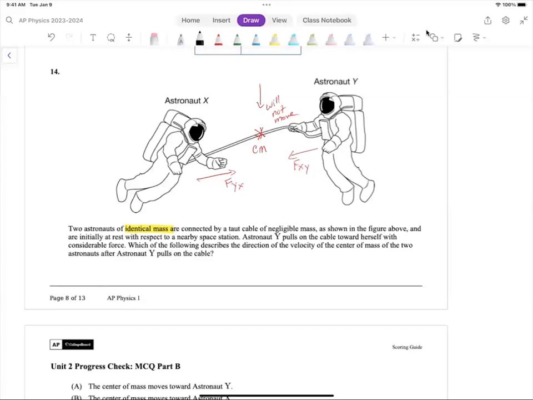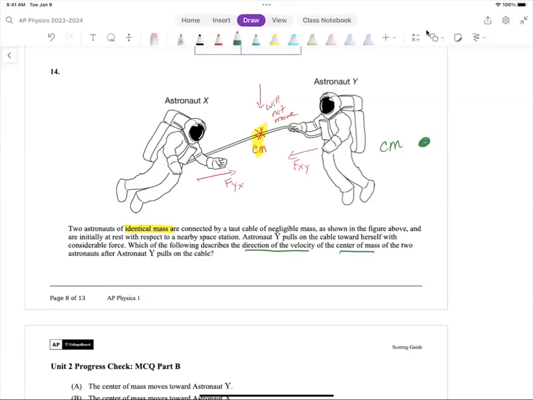Okay. Originally, I drew the center of mass approximately in the middle. That's the system of the astronaut X, astronaut Y. Okay. And if I wanted to, I could draw a dot that represents the center of mass of the astronaut Y, astronaut X system. Okay. Which of the following describes the direction of the velocity of the center of mass of the 2 astronauts after they pull?